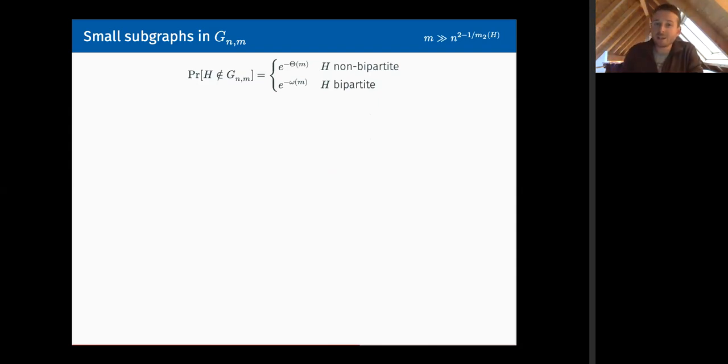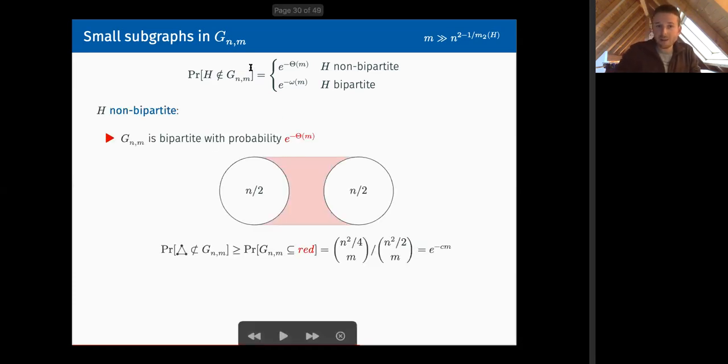Now, what happens when H is non-bipartite? Well, we calculated that H is not in G(n,p) using the Harris inequality. That's one way to show that G(n,p) or G(n,m) do not contain H. It turns out that when m becomes so large, there is another reason why G(n,m) does not contain H, and that's that if H is non-bipartite, G(n,m) is bipartite with probability e to the minus some order of m. Right, and if G(n,m) is bipartite, then it will not contain H.